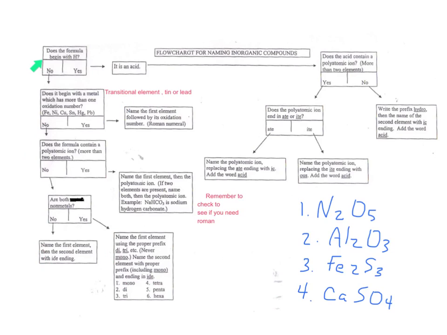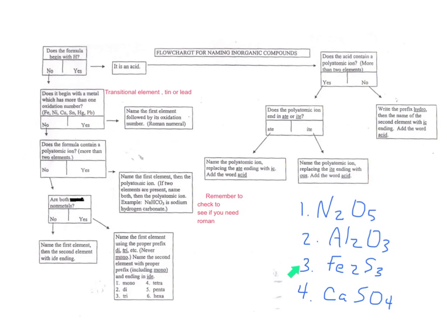Does it begin with H? Nope. Does it contain a metal with more than one oxidation number, a transitional element, tin or lead? Yes, Fe is a transitional element. So we're going to name the first element followed by its oxidation number, Roman numeral, and then we're going to name the second element with an IDE ending.